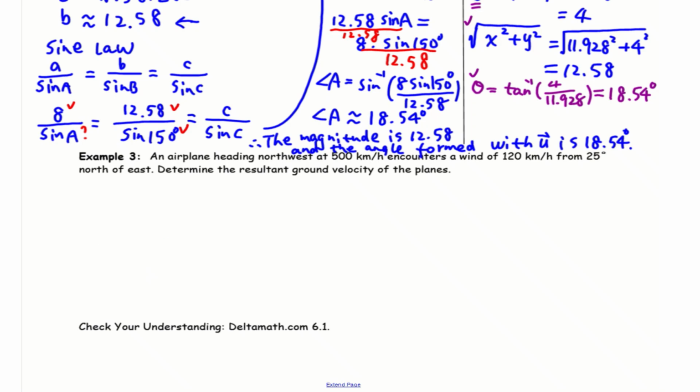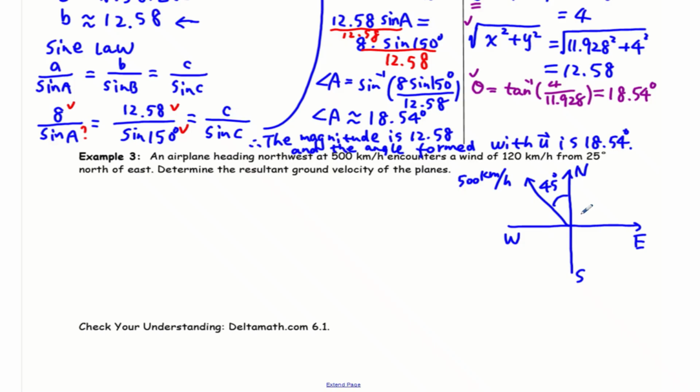Okay, so example 3, an airplane heading northwest. So if you see directions, then we could use a compass. So we draw the compass here. North is up, south is down, left is west, right is east. Northwest: from north turn 45 degrees, we call it northwest. So this is where the airplane is heading, the speed and the velocity is in this direction.